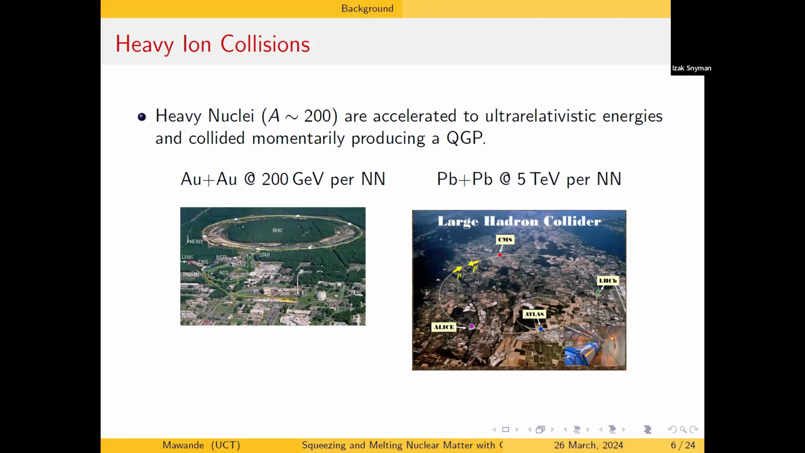And the energy per nucleon pair at RHIC is over 200 GeV, and at CERN you can get over 5 TeV per nucleon pair. Okay. So I'm looking at a proton carrying around half of that energy. Right? And these are collided, momentarily producing a quark-gluon plasma.